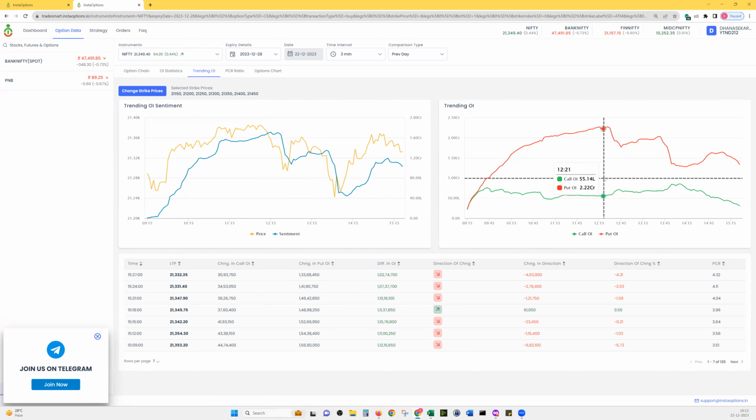We have 52 participants. How many of you know about open interest? Okay, few people know about open interest.